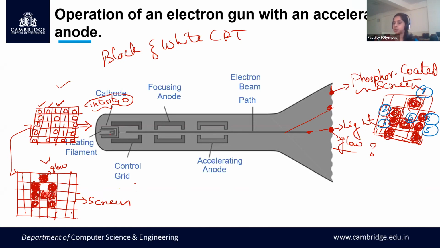falls on this first position, this box. It will glow. Will the electron beam be retained here only? No. The electron beam will go to the second box. When it goes to the second box, it will glow. Then the third box. So when it comes to the third box, the electron beam is not in the first and second position.